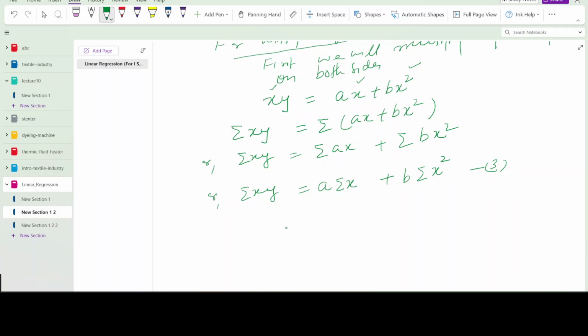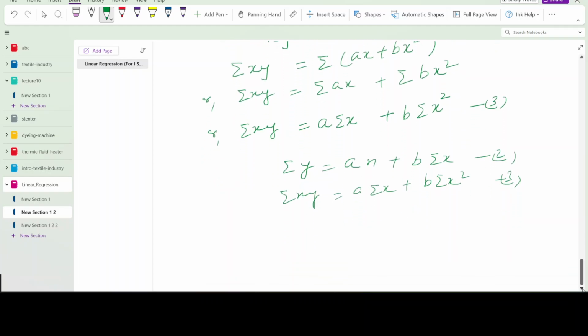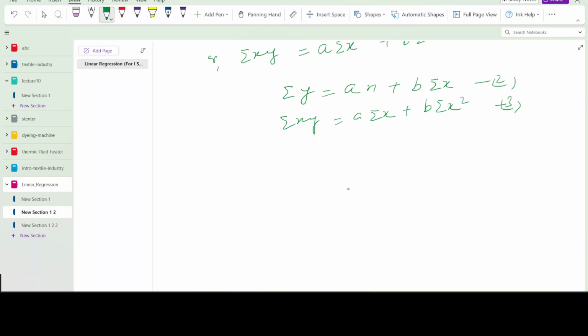Now we have these normal equations. One is sigma y is equal to na plus b sigma x. Just I am repeating here. And another is sigma xy is equal to a sigma x plus b sigma x square. We have to solve these two equations so as to find the value of constants a and b. A is an intercept and b is slope.